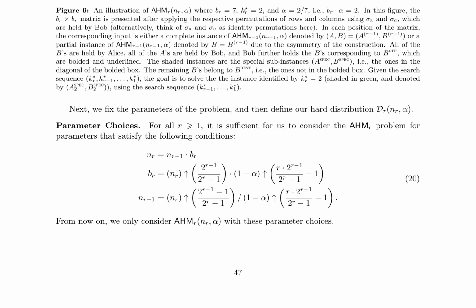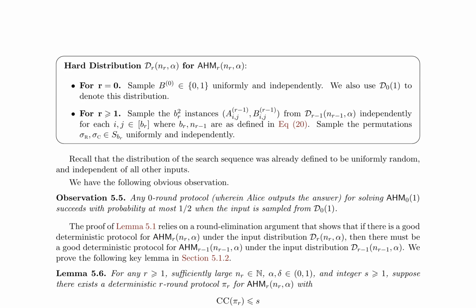They use a round elimination argument to show that if there exists a deterministic protocol for AHM_r with low communication complexity, then there must be a deterministic protocol for AHM_{r-1} with even lower communication complexity. This process is repeated until they reach the base case of AHM_0, where they can use an observation to contradict the assumption of a low communication protocol.